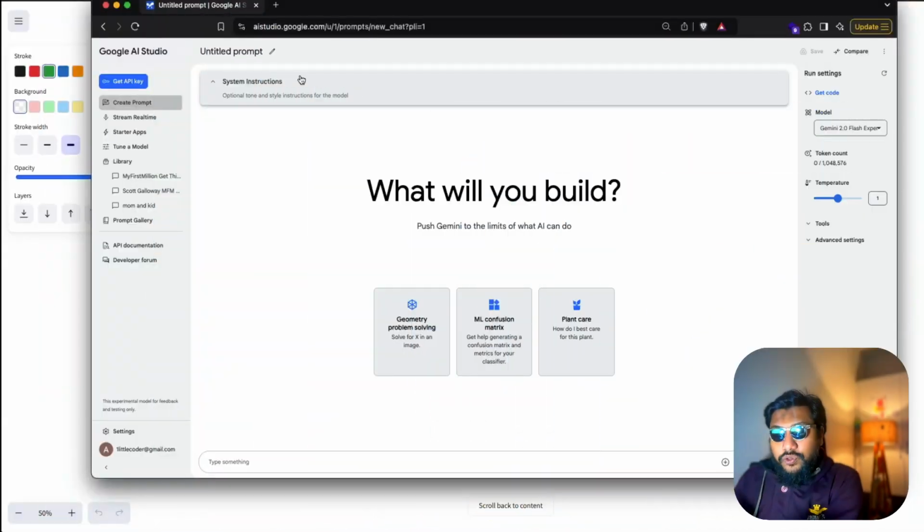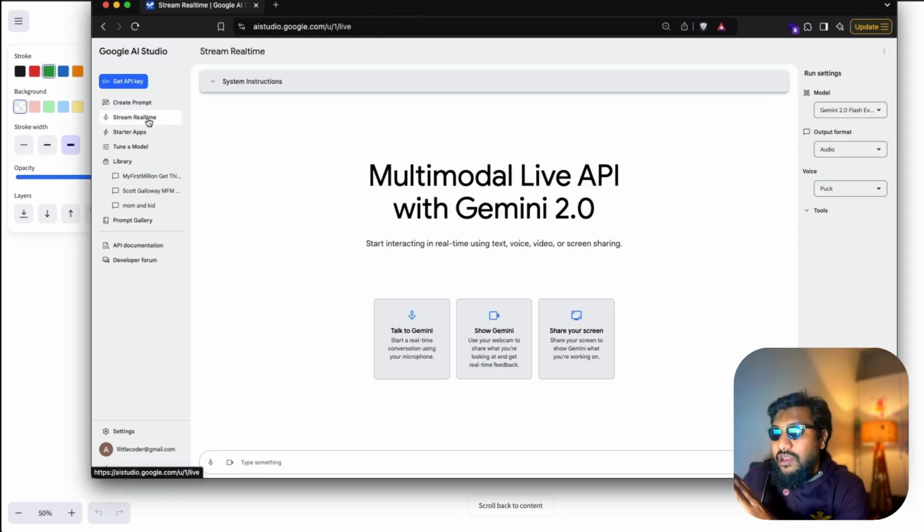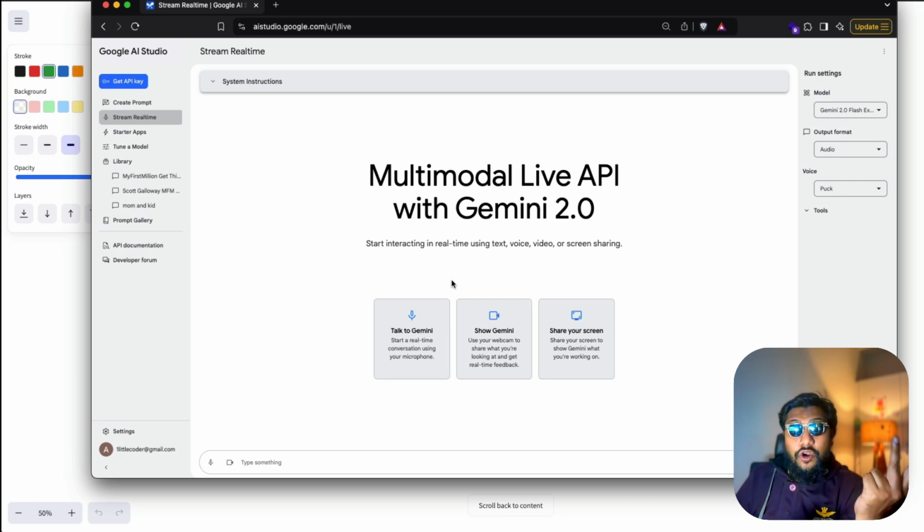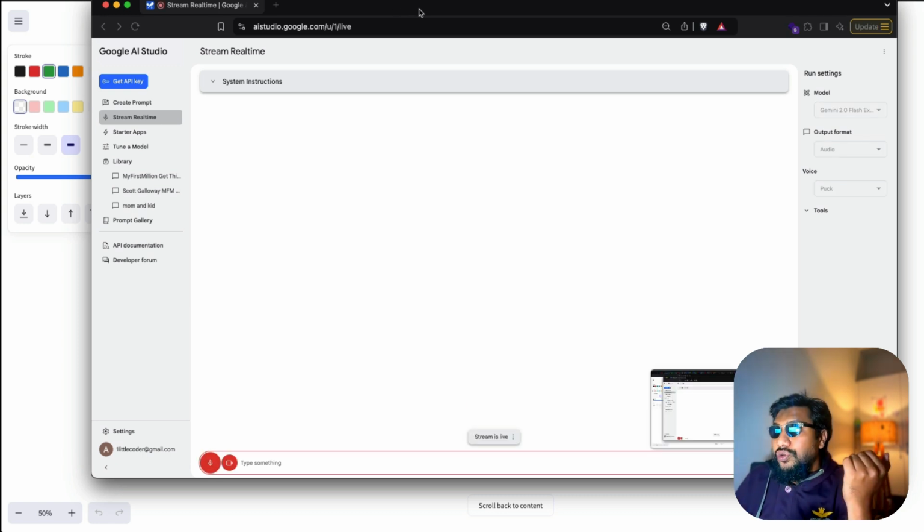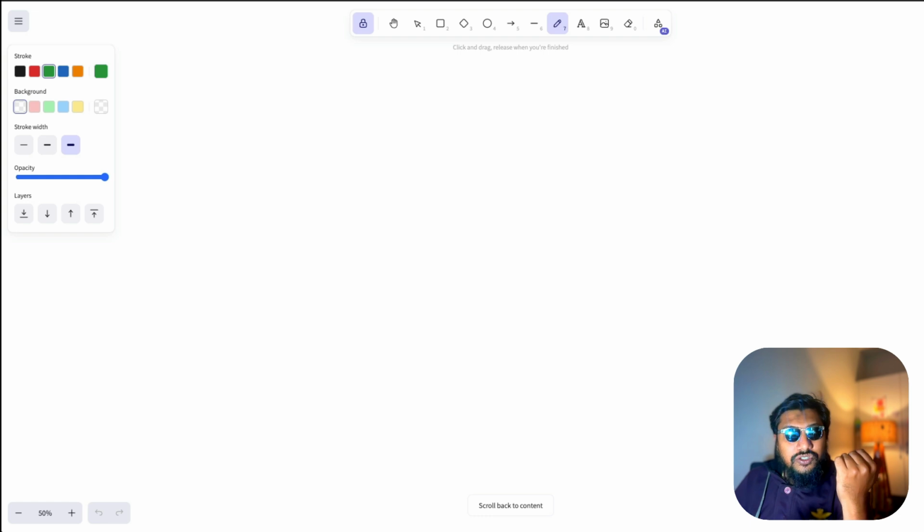So first of all, go to your Google AI Studio. Right now it is there. It's not part of Gemini yet. So you have to go to Stream Realtime. And then once you go there, you've got three options: talk to Gemini, show Gemini, share your screen. I'm going to share my screen and I'm going to just talk to it.